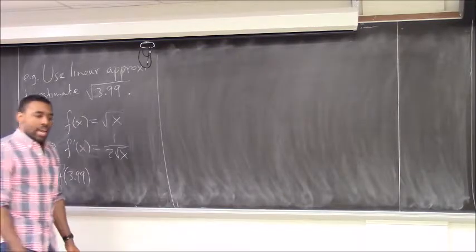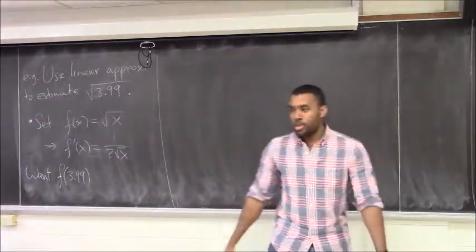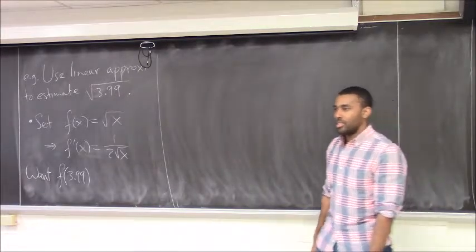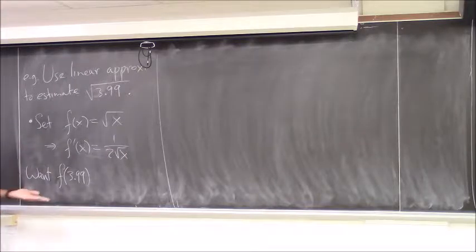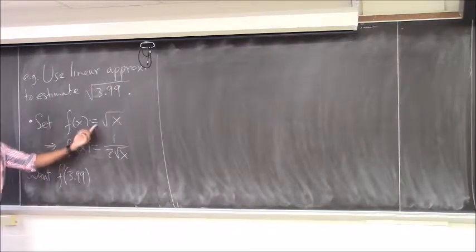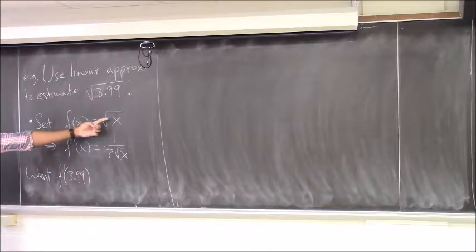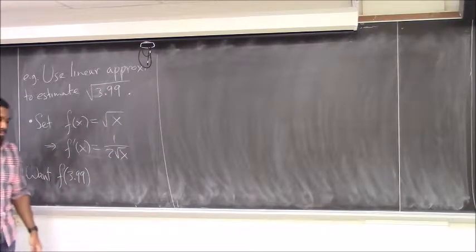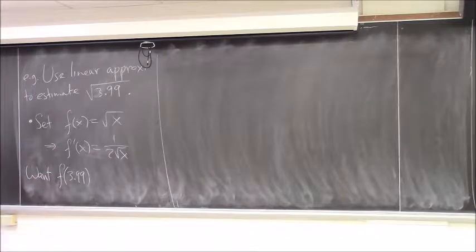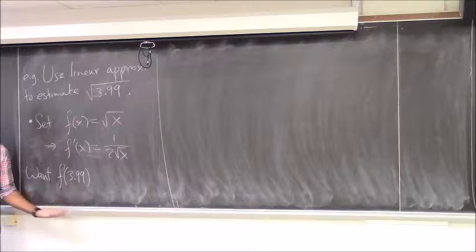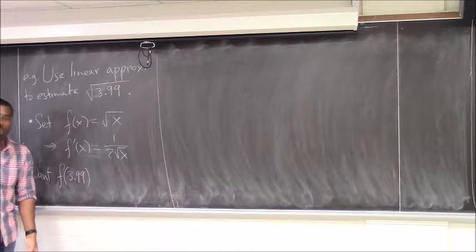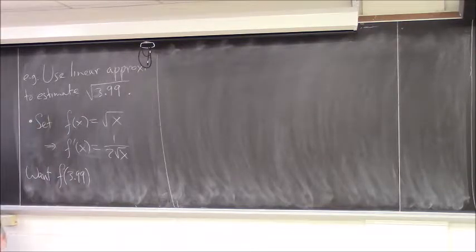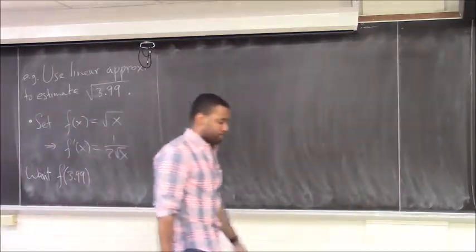Now, a priori, I don't actually know that, but is there a number close to 3.99 for which I do know the answer? 4. So that's a point where it has nice information. I know both the function and its derivative at that point. I can plug in 4 here and here, and I can get nice answers, and it's close to 3.99. For example, 1 is another number where I would know the answer, but it's far away from 3.99. 16 is another one, but it's far away too. I want to pick a number that's close to 3.99, where we know all this information.